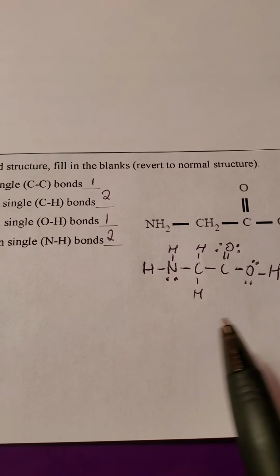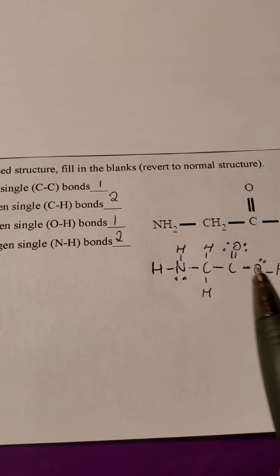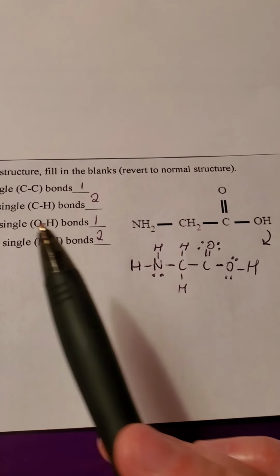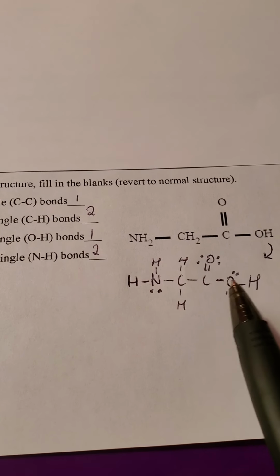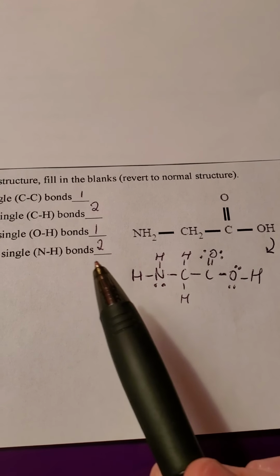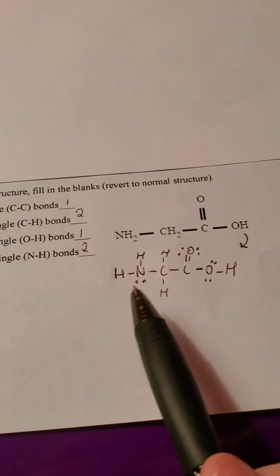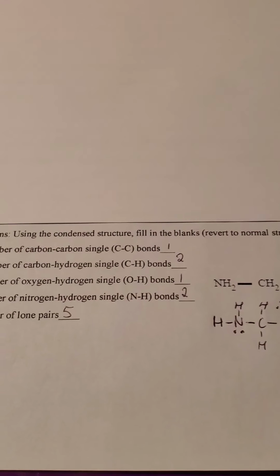So in this case, when we write it out normal, we see a lot of lone pairs. We see the H's and the N's and the C's. Let's just go down the list. C bonds, it's just 1. CH bonds, 1, 2, so 2. OH bonds, 1. And NH bonds, 1, 2, so 2. And then lone pairs, we got 1, 2, 3, 4, and 5, so that is 5 lone pairs. That is how you do this worksheet on the different types of shape interactions and valence bond theories.